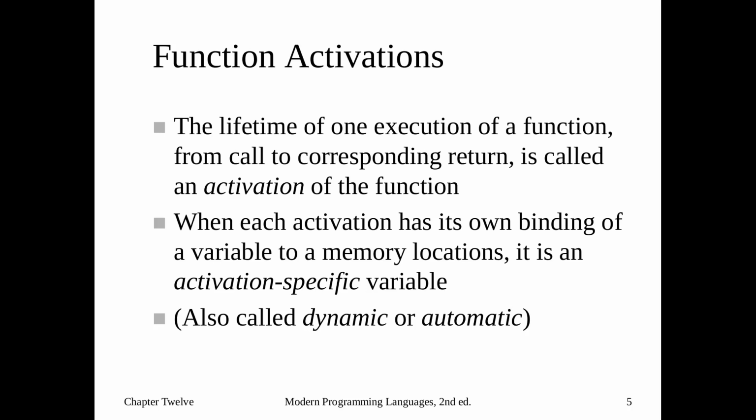So what we're saying here is that the lifetime of the execution of a function, from when it's called to when it returns, is what we'll call the activation of that function. And each activation has its own binding of a variable to memory locations, right? So all the variables locally defined and parameters within that function are a part of that activation, right? We call those types of variables that are local to that function activation specific in our text.